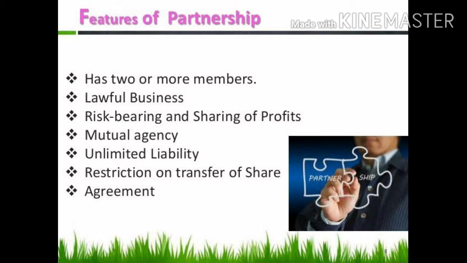Fifth point is the relationship between the partners. Each partner acts as agent as well as partner of the firm. He is called an agent because he binds the other partners by his acts, and a principal because he himself can be bound by the act of others.